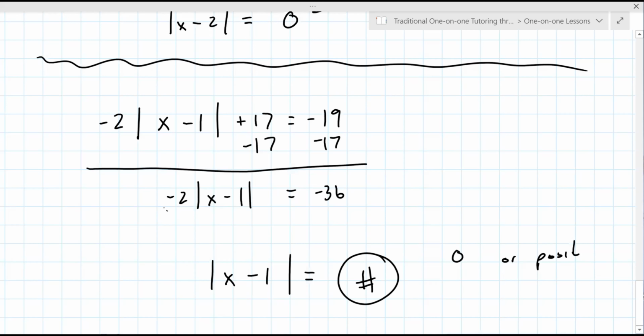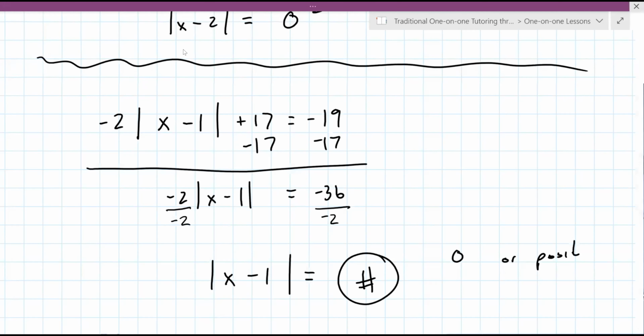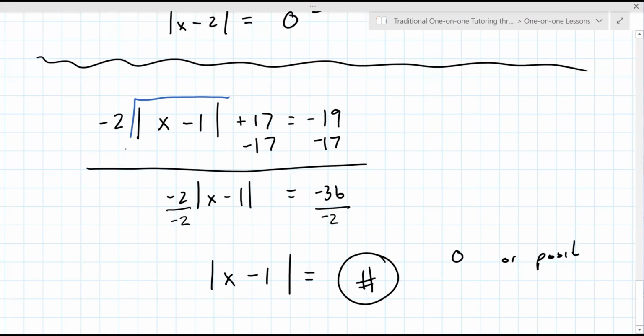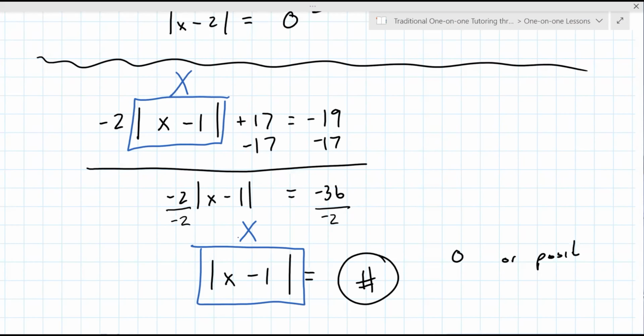What do you do next here? You divide by 2. Negative 2. So you always divide in this situation? You divide by the number that's in front. You want to get this by itself. What maybe isn't clear here is this thing that's absolute value: you're treating it as if it's like x. So you've got to get all of it on the other side. Yes, you're treating it like it's x. Like when you were solving two-step equations, you just treat it like, oh yeah, that's x.